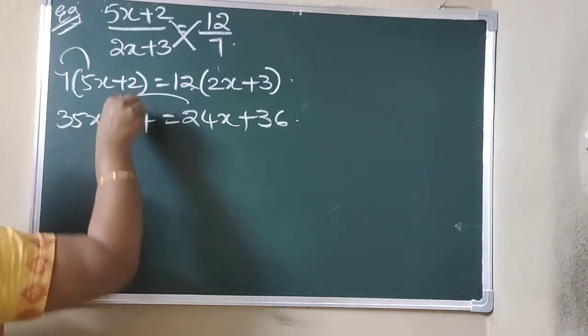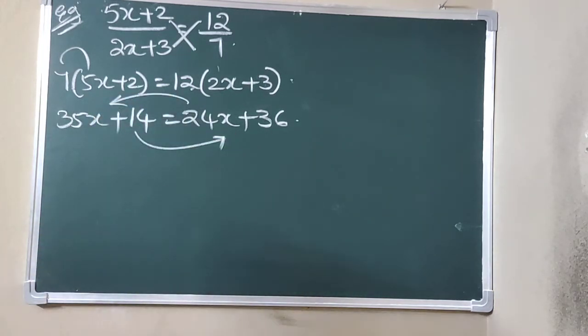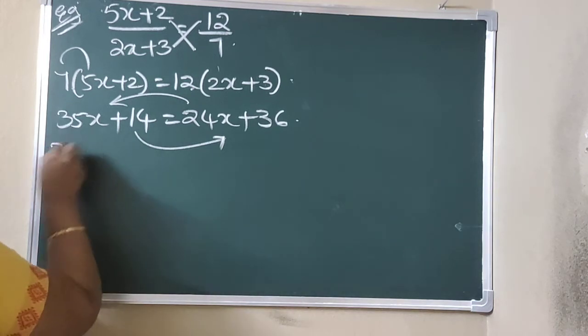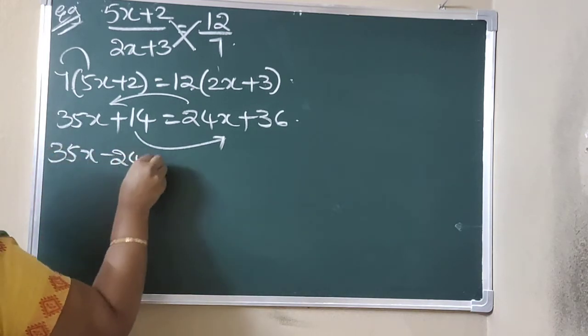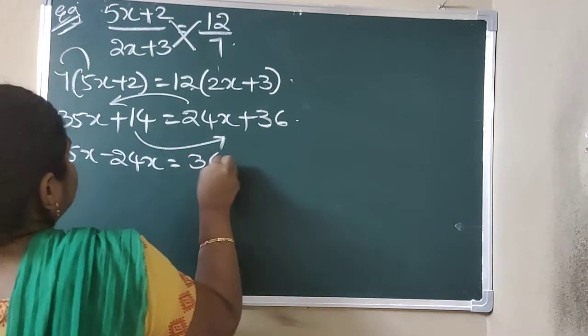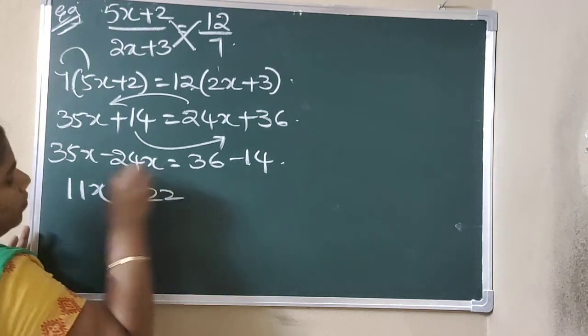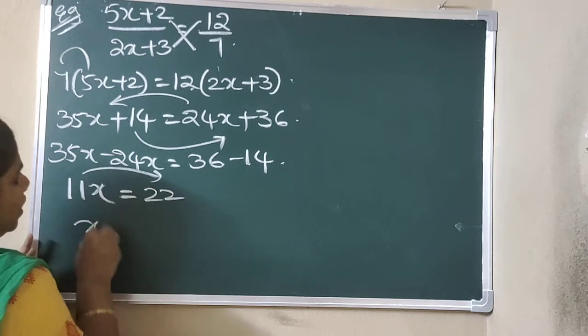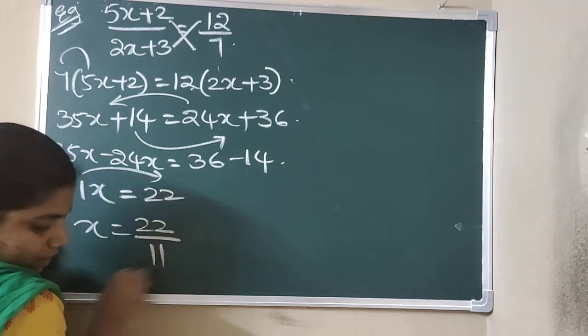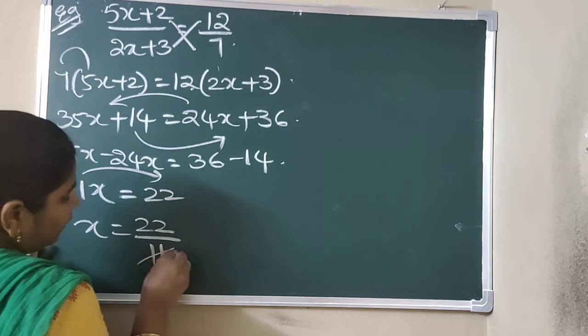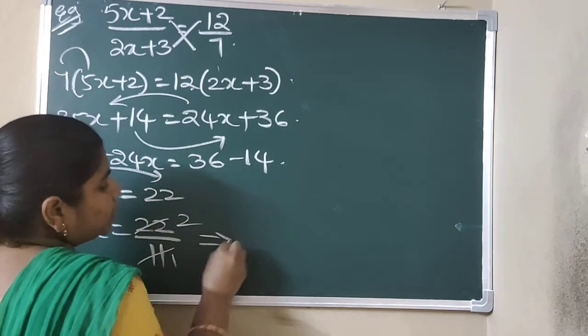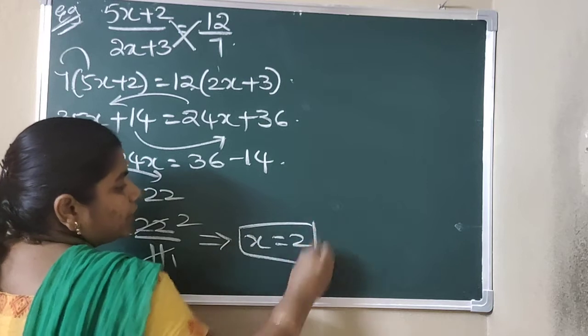Now transpose the terms. Transpose 24 to this side and plus 14 to other side. So plus will become minus here. So 35x minus 24x will be equals to 36 minus 14. Okay. So 35 minus 24 will be equals to 11x is equals to 36 minus 14, it will be equals to 22. So transpose 11 to other side. x will be equals to 22 by 11. So here 11 ones are 11, 11 twos are 22. So what is the x value? X value we got it as 2.